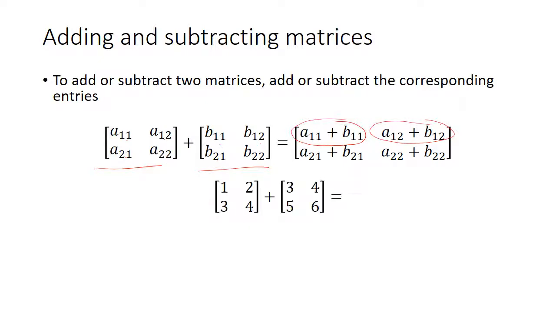So let's try it. All we're going to do is take our 1,1s and add those together. So this is 1 plus 3, and then it would be 2 plus 4 right here, 3 plus 5, and then 4 plus 6.